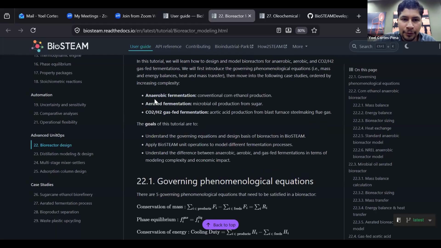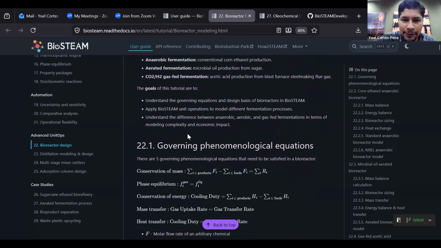Cool. So in this tutorial, we'll go over anaerobic fermentation, aerated fermentation, mainly focusing on microbial oil production from sugar. For anaerobic, we'll just be using the conventional corn ethanol production. And for the gas-fed fermentation, which consumes carbon dioxide and hydrogen, we'll be looking at acetic acid production from blast furnace steel-making flue gas. And this is actually a deployed process by LanzaTech. I believe they have one in South Africa and another one in Europe. I might be wrong, but I know that they've already deployed this technology, which is pretty cool.